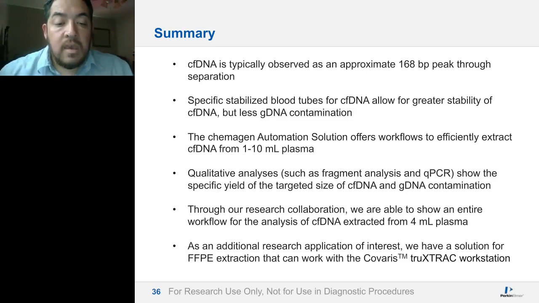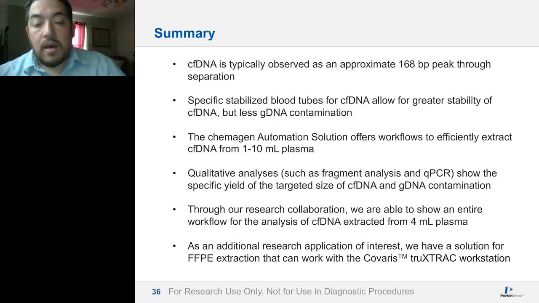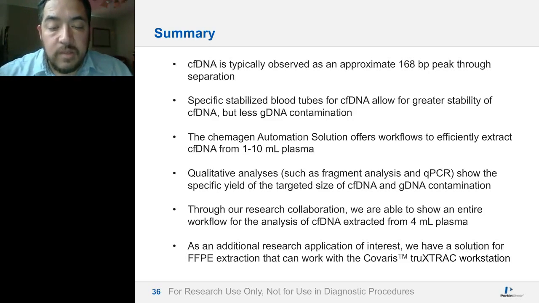mLs of plasma. And then as an additional research application of interest, we have a solution that works with a number of paraffin-embedded tissues, working with the Covaris truXTRAC workstation, as well as samples you may have by using traditional means of isolating or deparaffinizing samples.